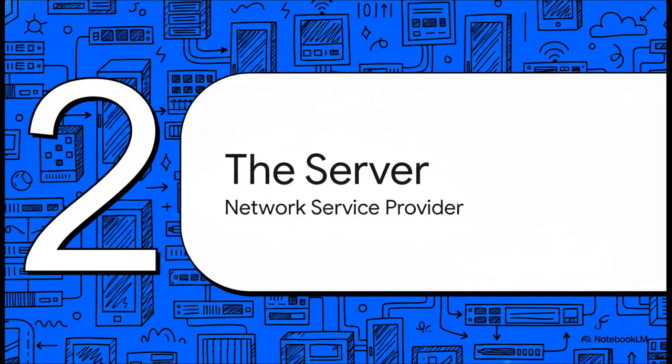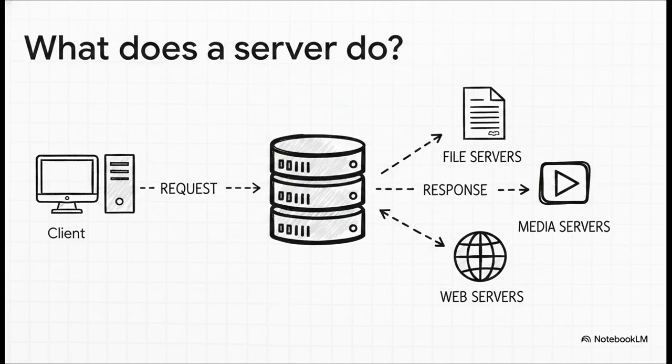Okay, let's dive into our first major component, the server. We've all heard the term, but what does a server actually do? Well, a server's main job is to provide something that could be services, data, or applications to other computers on the network, which we call clients. The whole idea is centralization. It puts all the important stuff in one place. It works on a really simple request-response model.